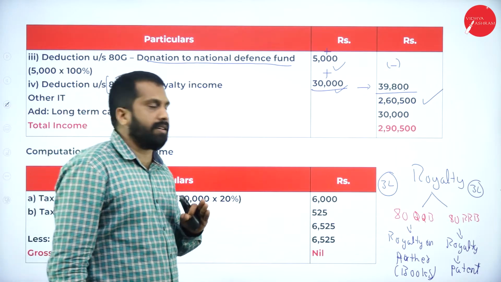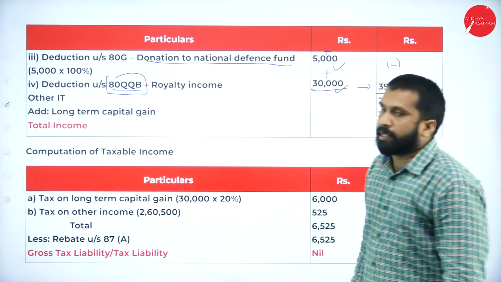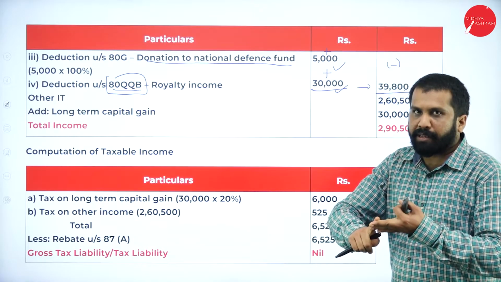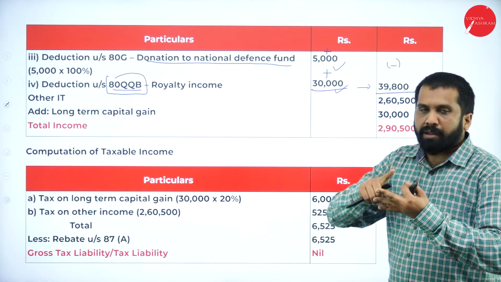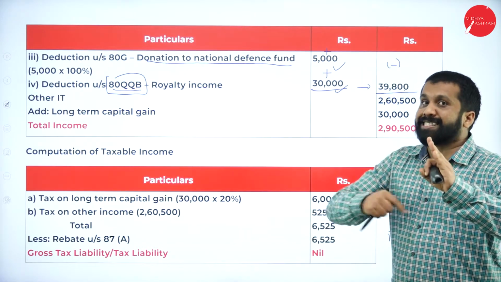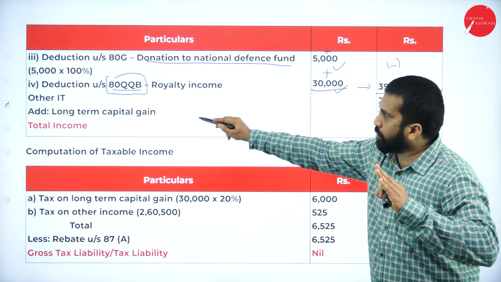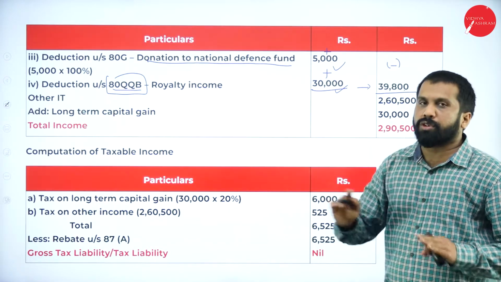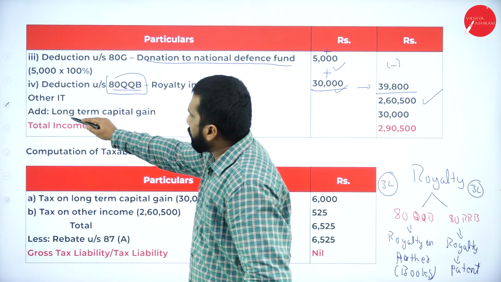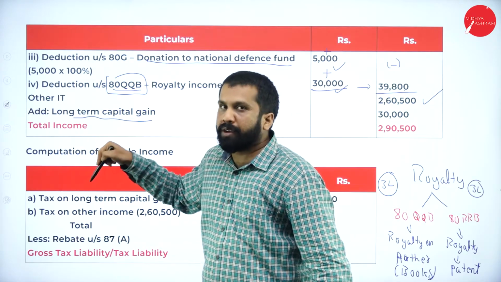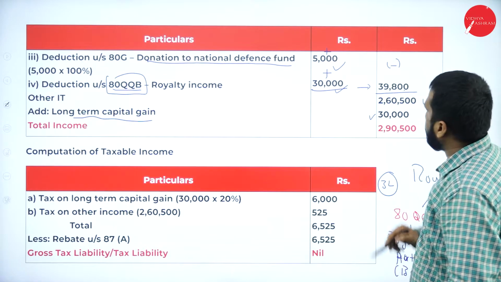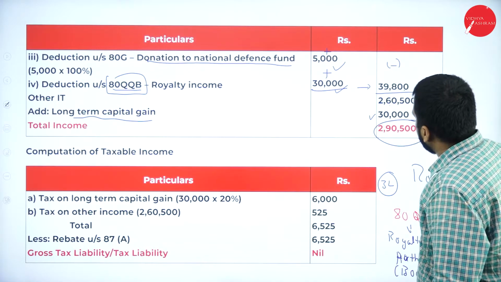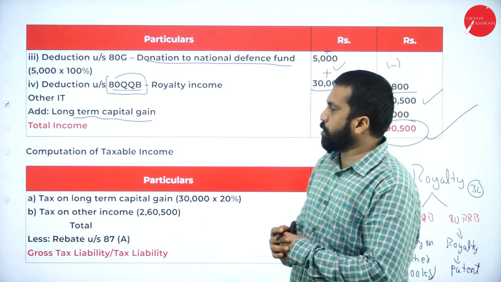2,60,500 is your answer. Now, once you are done with this, as I told you, horse race, lottery, long-term capital gain, we will add separately. After deduction, you should add. Clear? Before that, you are not supposed to add. Similarly, long-term capital gain, now we are adding. How much is it? 30,000. It is already given in the question. 2,60,500 plus 30,000 is 2,90,500. Hope you are clear.